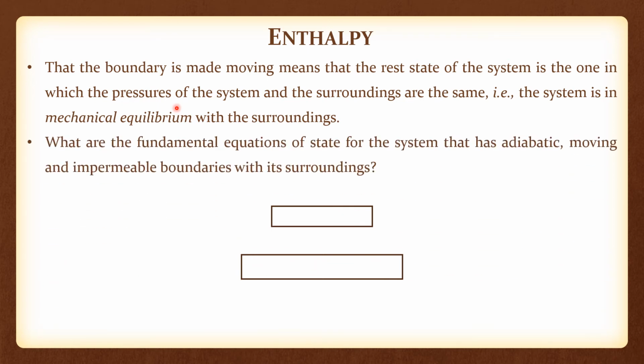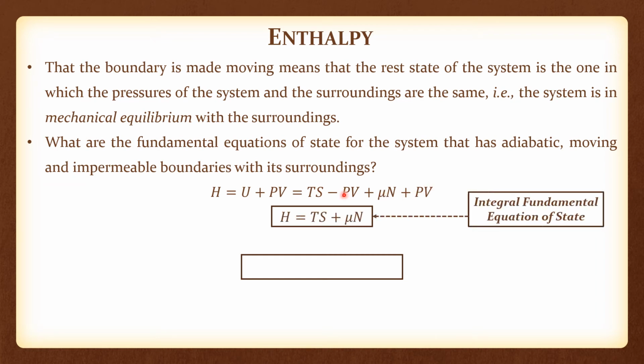So what are the fundamental equations of state? In the first part of the lecture, we obtained the differential and integral fundamental equations of state of Euler for internal energy. Now what are the fundamental equations of state for the system that has adiabatic, moving and impermeable boundaries? So in other words, what are the fundamental equations of state for enthalpy? H, of course, is U plus PV. U is TS minus PV plus mu N, plus PV. So this PV and PV will get cancelled, and therefore this is the integral fundamental equation of state.